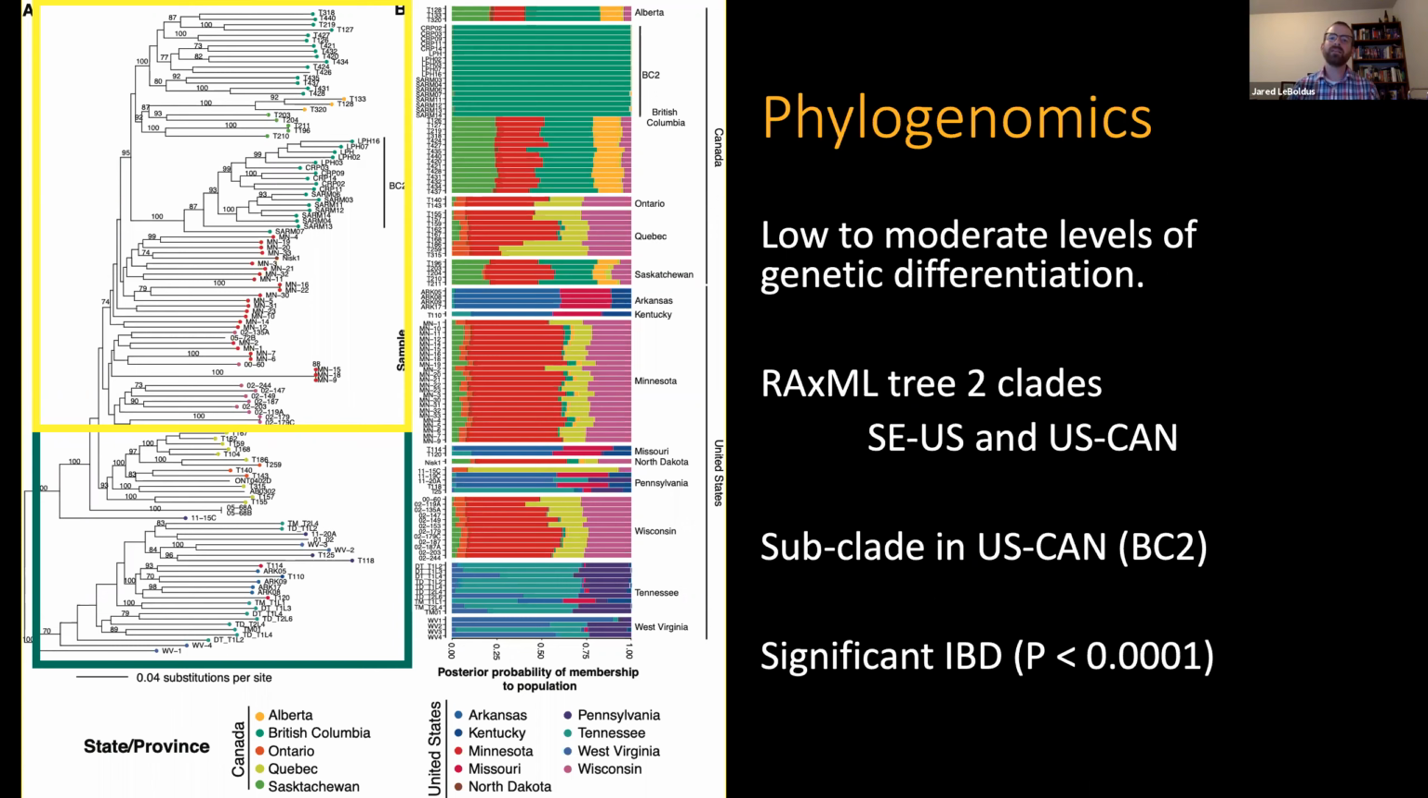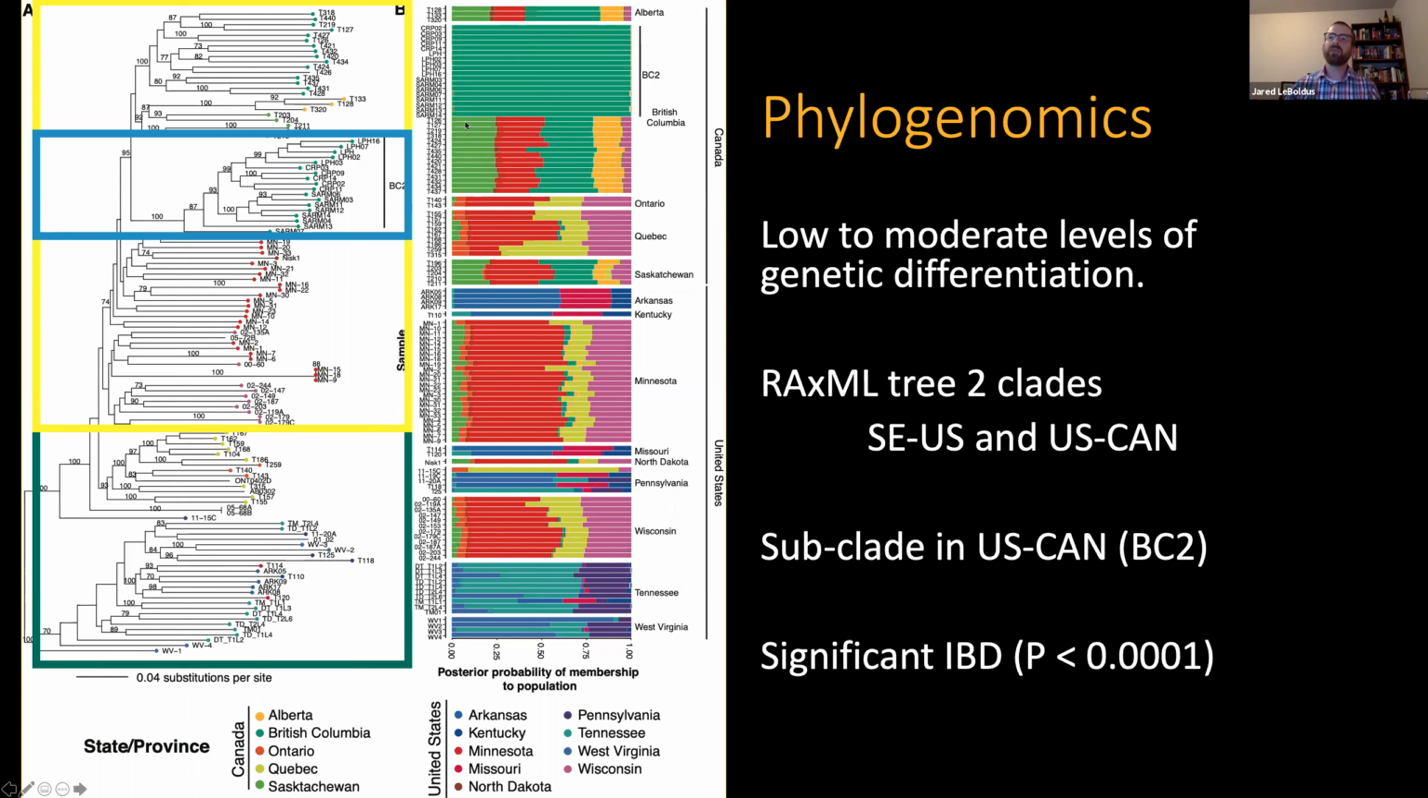And what this analysis shows is that you have 2 large groups that are differentiated from each other. You have this upper group, which is a population from the eastern US and Canada. And then we have this lower group that is the southeastern United States. And within this larger US-Canadian population, we found this subgroup or subclade, which is the BC2 population. I'm going to come back to this later because it becomes interesting in terms of how different it is and how it's related to some of what we found more recently in Oregon.